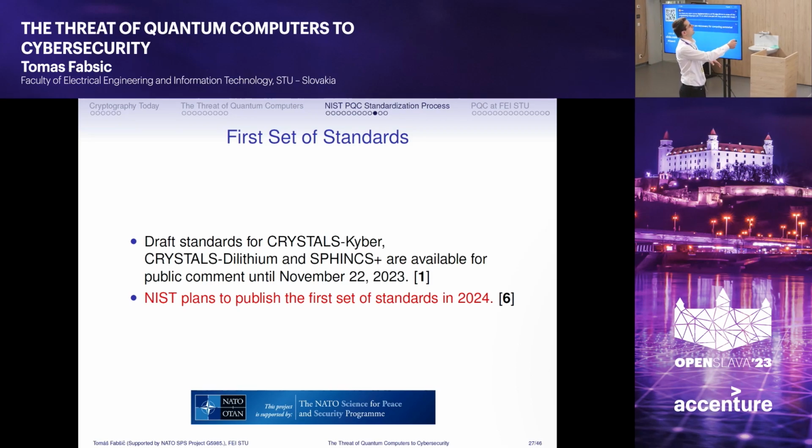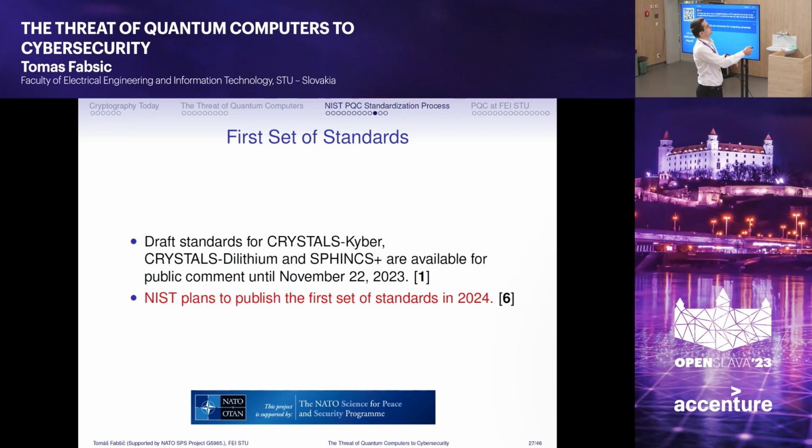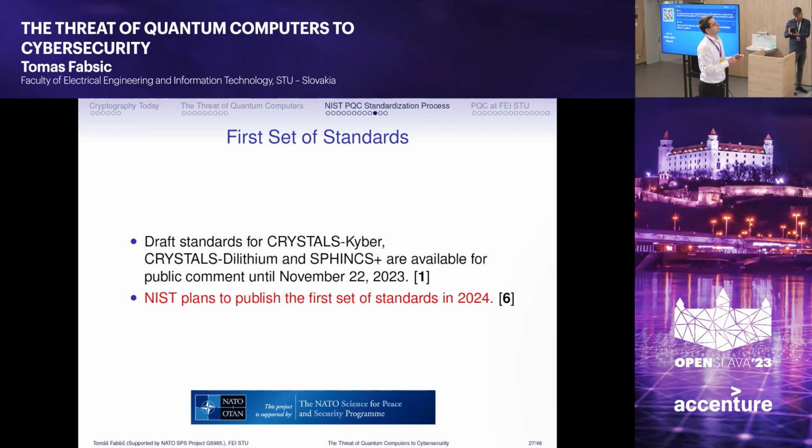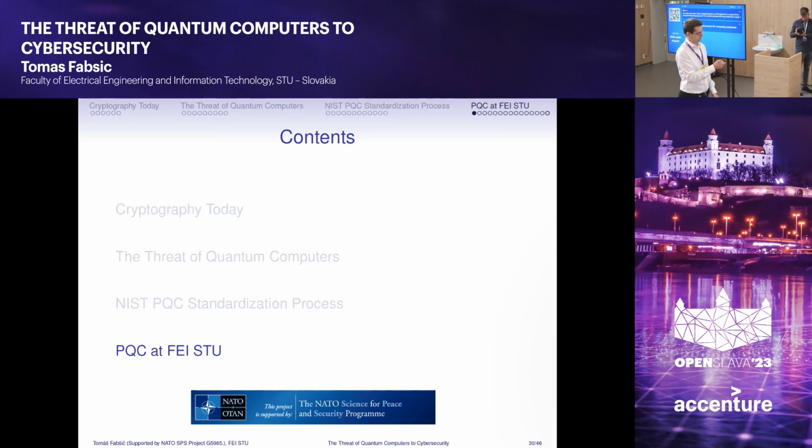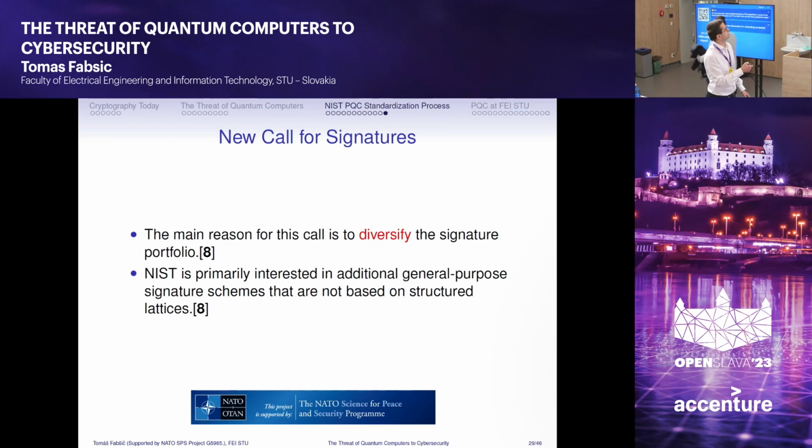I skipped this slide, and this is quite important. I was talking about the first 4 algorithms that NIST decided to standardize. I said that 3 of them have their draft version of standards already available, and it's available for public comment until November 22, 2023. So it's available for public comment for 1 more month. NIST plans to publish the final standards for these 3 algorithms in 2024. So the final version of the standards should be available pretty soon. Okay, so that's what I wanted to say about the NIST PQC standardization.